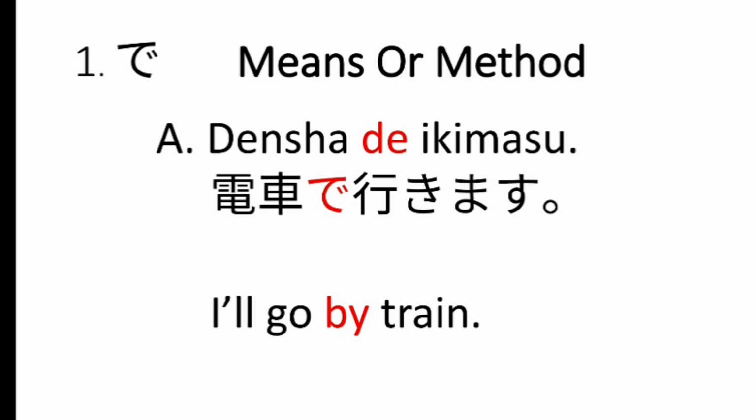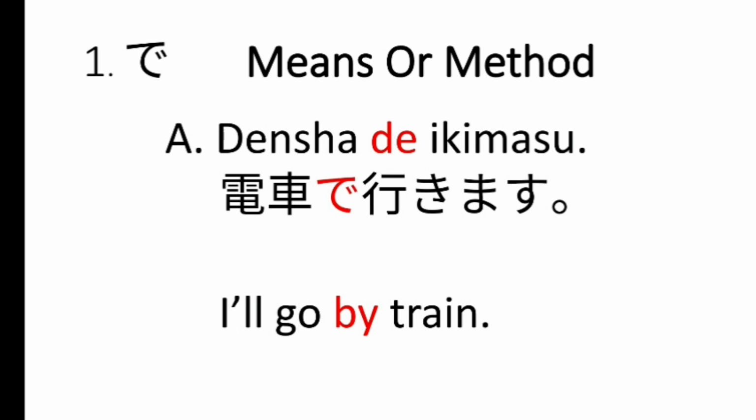So you can also say, if you want to use a taxi, taxi de ikimasu. I'll go by taxi. If it's a bicycle, you can say jitensha de ikimasu because jitensha is bicycle. Okay, so that is our first de.